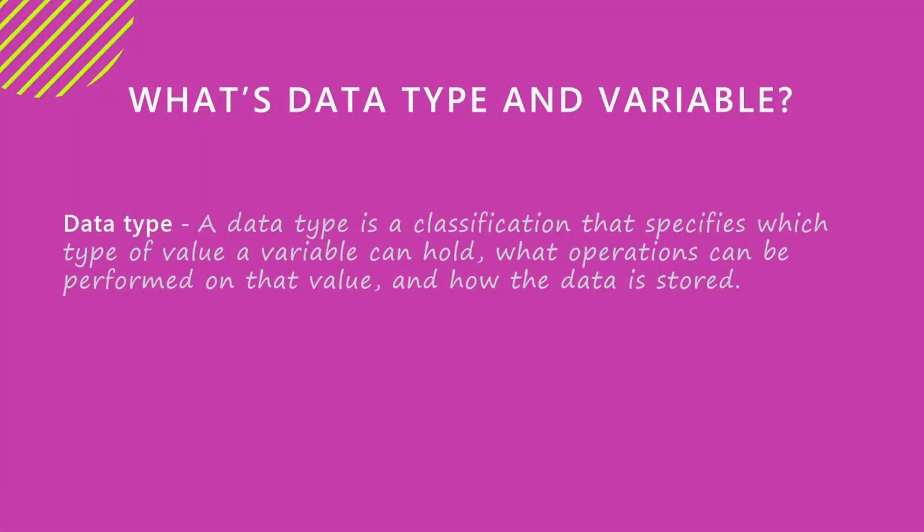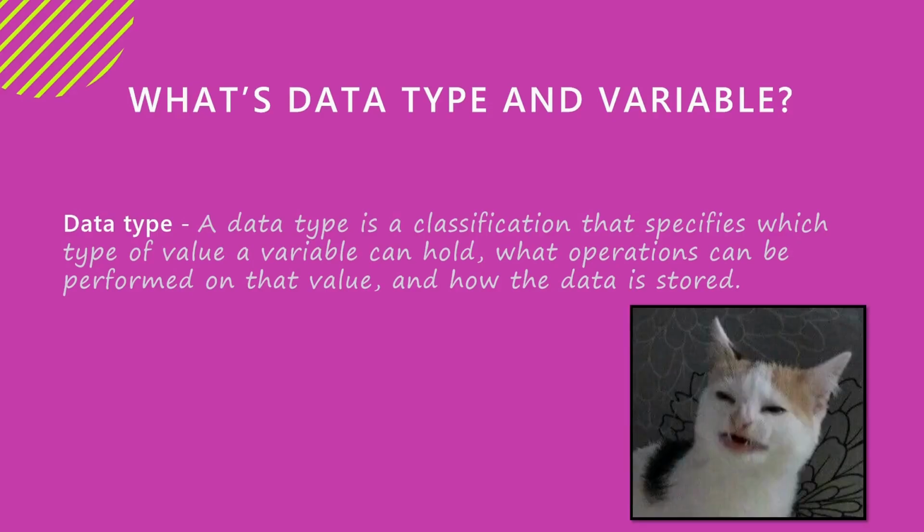As per the official definition of data type, a data type is a classification that specifies which type of value a variable can hold, what operations can be performed on that value, and how the data is stored. Now, this definition might sound confusing for a new programmer, so let's try to understand this in simple terms.